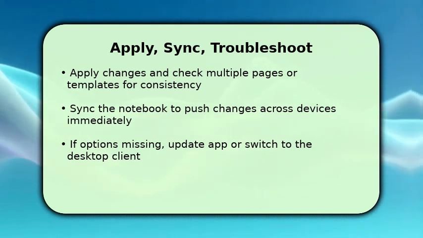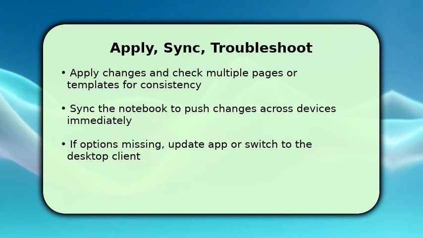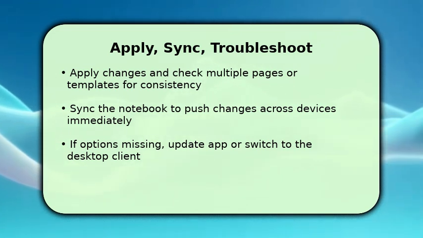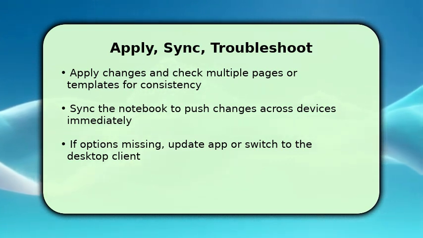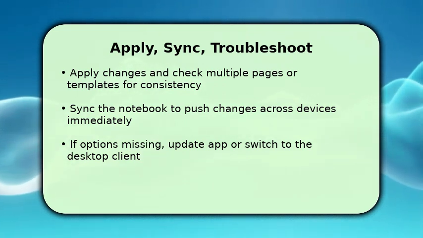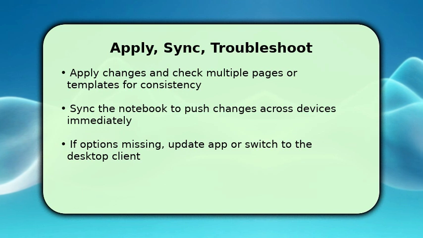If you need to revert, use Undo or reset the page color and rule lines. Troubleshooting tip: if you don't see options, make sure OneNote is updated and that you're using the correct client. Alternatively, switch to the desktop version, where more page layout controls are available to resolve missing features quickly.